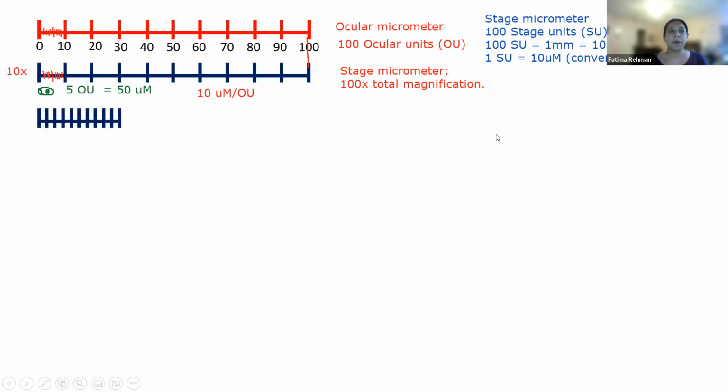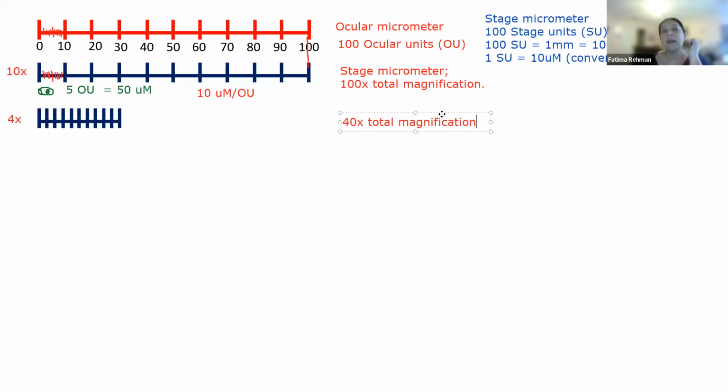Okay. So let's do another one all by yourself. So this is looking at 4x objective lens. What's going to be our total magnification when we are looking under the 4x objective lens? Good, 40. And that's going to be 40x total magnification. So always make sure on the quiz that you're keeping an eye on whether it's asking for the total magnification or whether it's asking for the objective lens. It's something that students forget to keep an eye on.